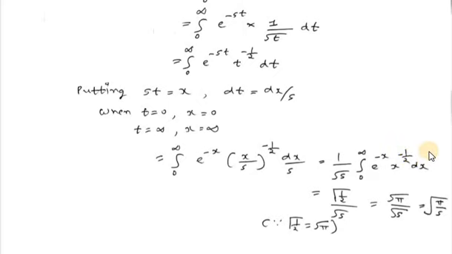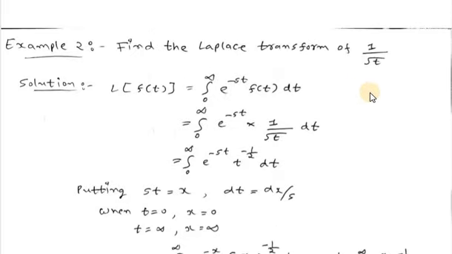Then apply the gamma function, that is gamma n equals integration from 0 to infinity e raised to minus x, x raised to n minus 1 dx. So it will become gamma 1 by 2. So this whole integral becomes gamma 1 by 2 divided by root s. And remember the value of gamma 1 by 2 is root pi. So it will become root pi over root s. So writing this term as square root of pi by s. So this is the Laplace transform of 1 over square root of t.